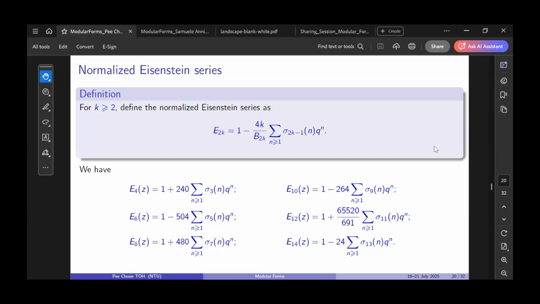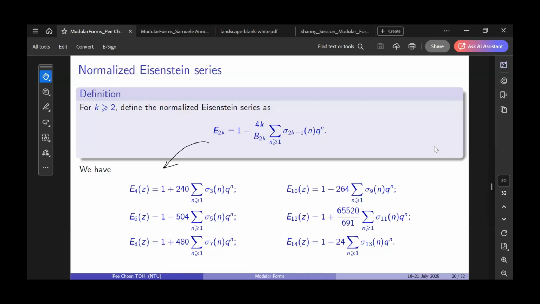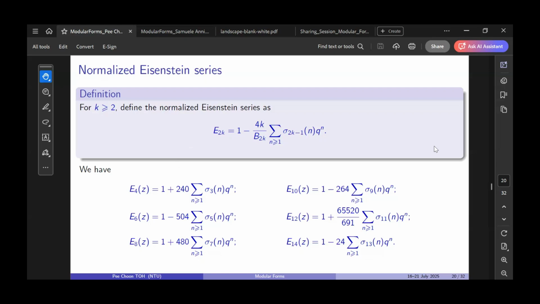If we use K equal 2, we have this, K equal 3, we have this, we can calculate it. It's not very hard. So here we have the first 6 Eisenstein series, and this is actually pretty nice, except for E12. E4, E6, E8, E10, and E14 are quite special. What makes them special?